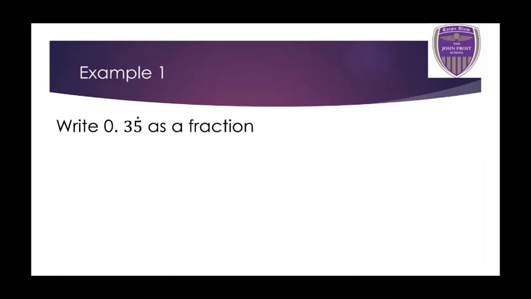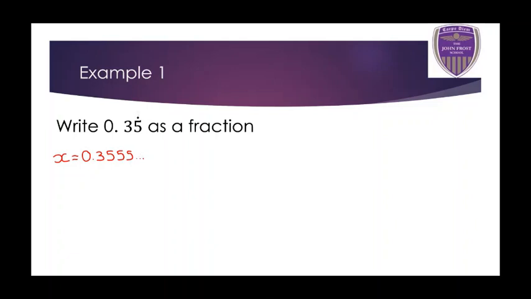So, first example, we want to write 0.35 recurring as a fraction, okay? So, first of all, we're going to let x equal 0.35 recurring. Now, take note this lesson, the dot is only above the number 5, okay? So to write that out, we would write 0.3 and then only the 5 repeats itself, because the dot is only above the number 5.